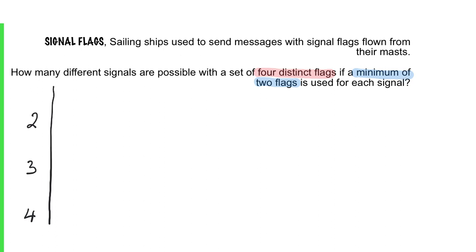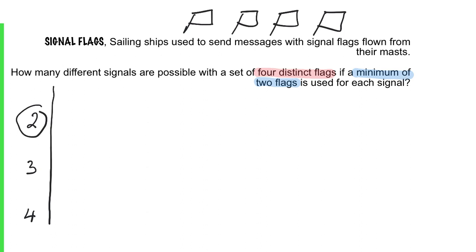So let's deal with them individually. I'll draw 4 flags up here. All right, in the case of using 2 flags, the first flag that you fly, you will have 4 choices. Once you've used up 1 flag, you only have 3 choices left for your second flag. So again, that multiplicative principle, there are 12 ways in which to fly 2 flags from a set of 4.